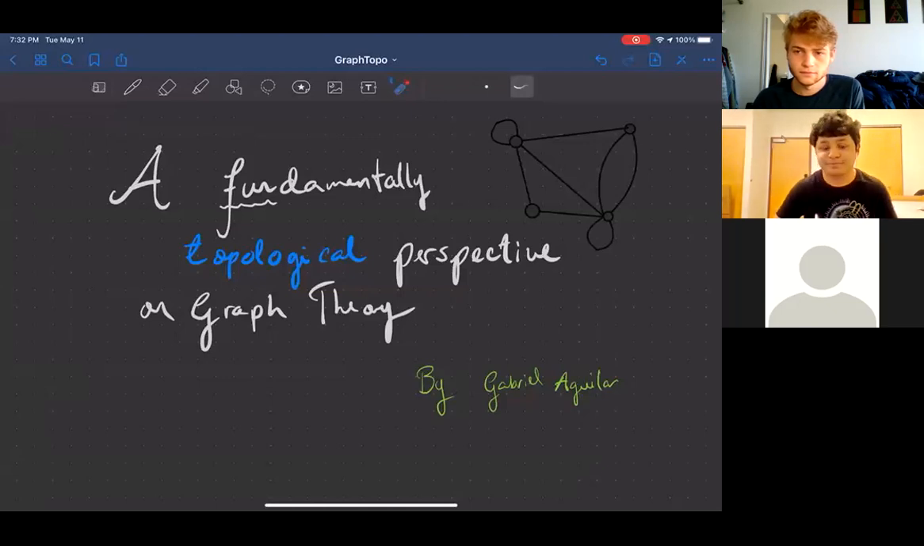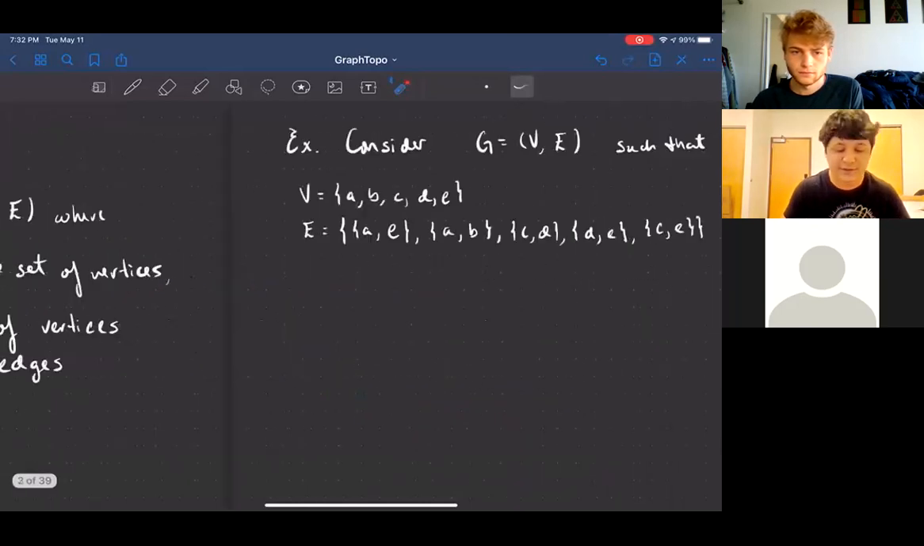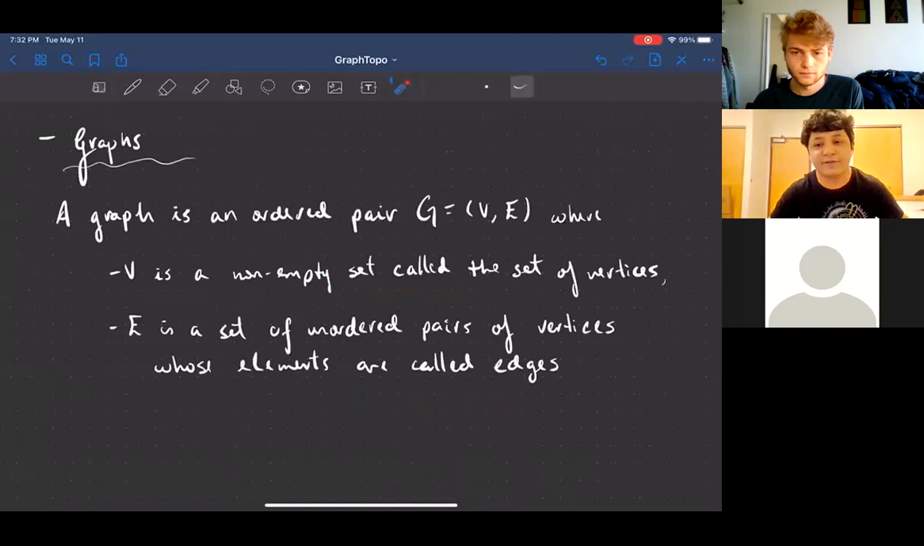Okay, so hello everyone. My name is Gabriel, and I'm going to talk a bit about topology and graph theory. I am not by any means an expert in the topic, but I'm certainly going to try my best. First, I'm going to start with the definition of a graph.